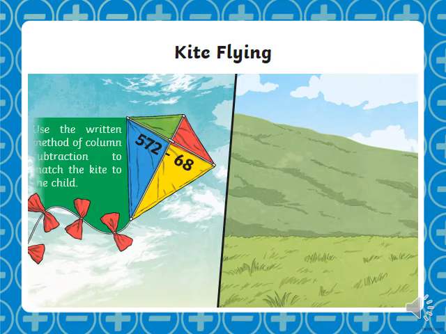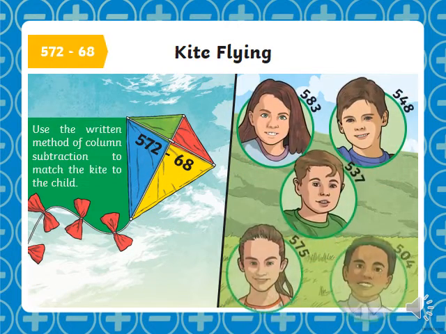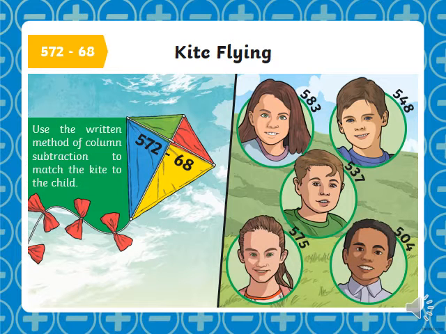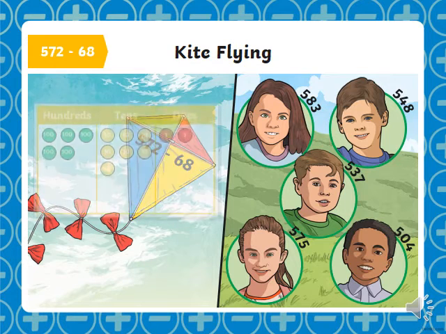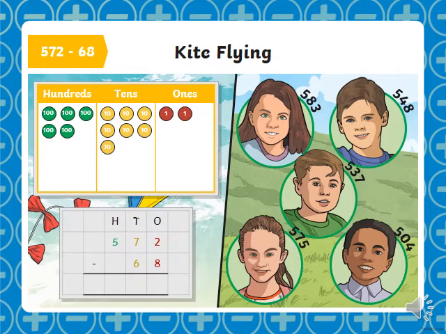Okay, another one for you to have a go at. 572, take away 68. Again, you're going to use the same method. Pause the video here, have a go. Okay, coming back now. So we've got 500s, 7 tens, 2 ones. We're going to take 68 away from those.